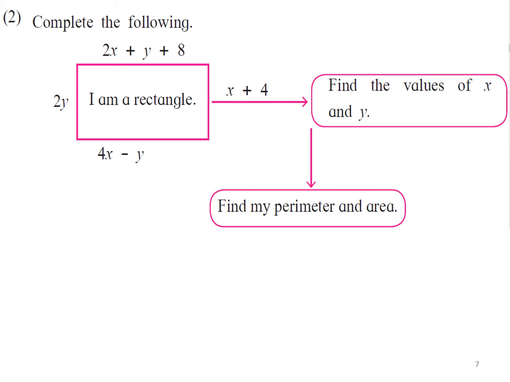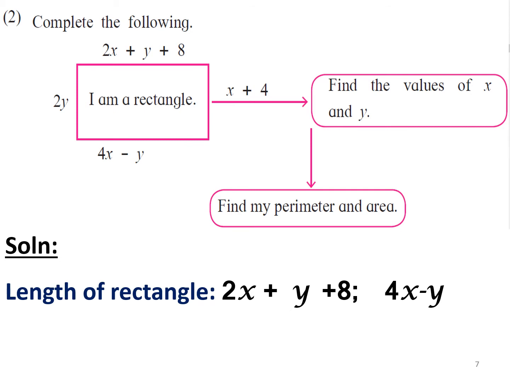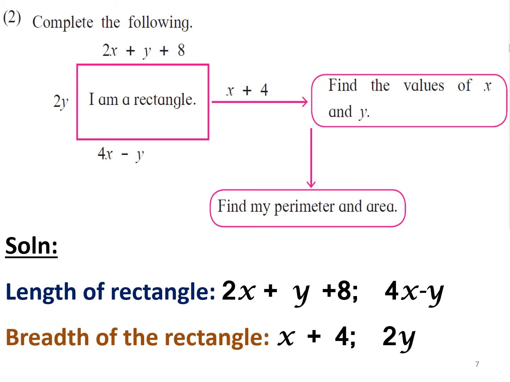Now the first thing which is given here is a rectangle. Rectangles are made up of two things, length and breadth. We also know the property of the rectangle, that is opposite sides are congruent. So when I say opposite sides are congruent, opposite lengths are congruent, opposite breadths are congruent. So the solution goes as: the length of the rectangle is 2x plus y plus 8 and 4x minus y. Similarly, the breadth of the rectangle is x plus 4 and 2y.